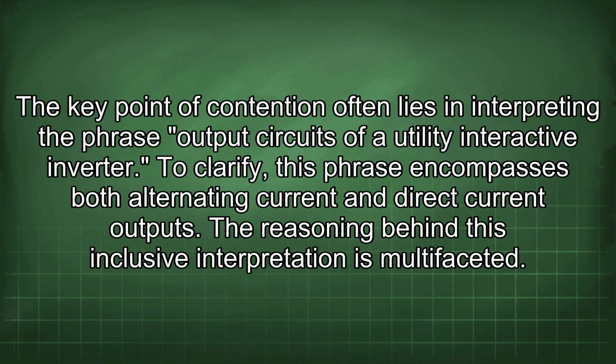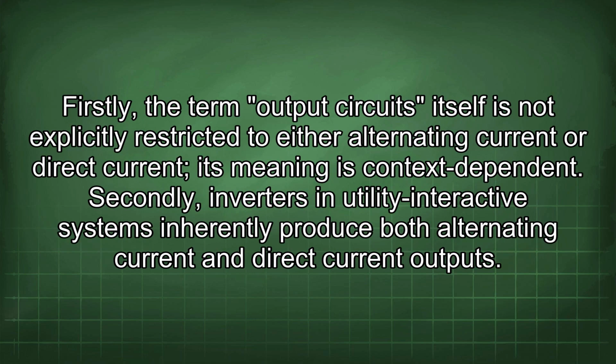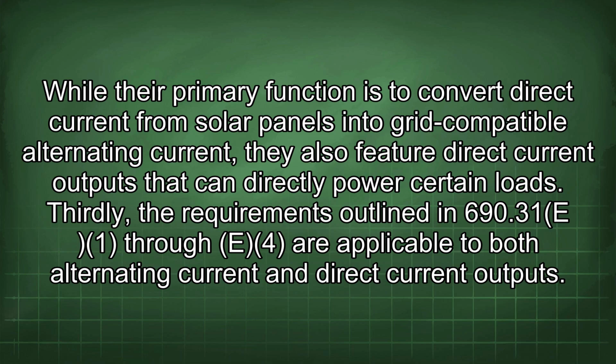The reasoning behind this inclusive interpretation is multifaceted. Firstly, the term output circuits itself is not explicitly restricted to either alternating current or direct current. Its meaning is context dependent. Secondly, inverters in utility interactive systems inherently produce both alternating current and direct current outputs. While their primary function is to convert direct current from solar panels into grid-compatible alternating current, they also feature direct current outputs that can directly power certain loads.